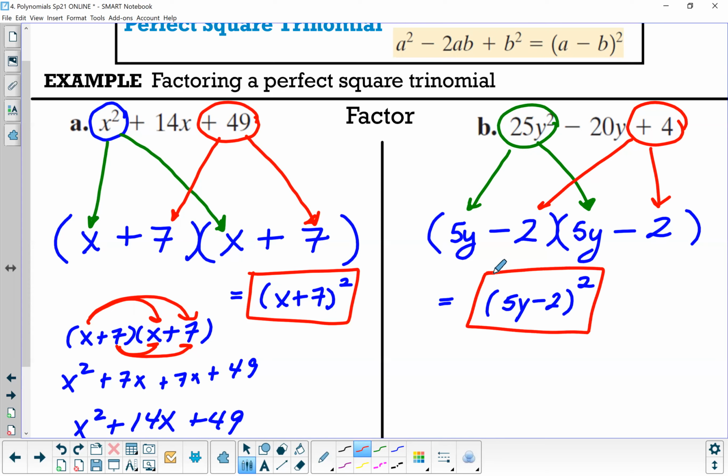So you might be wondering, well, why didn't we use the AC method? You could use the AC method if you want to. I'm just showing you how you can guess and check this. Because of the pattern, it's just very quick to be able to guess and check this.